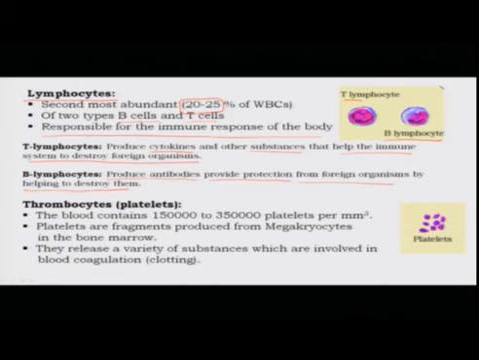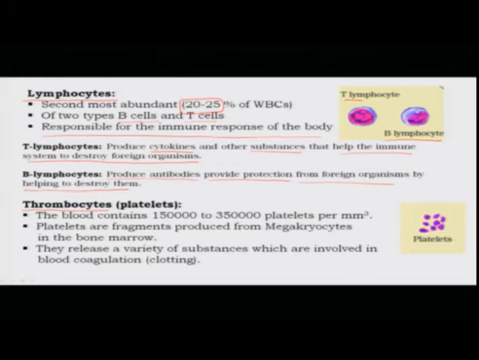Finally, we move on to the last kind of cellular component that is present in blood other than the RBCs and the WBCs, which are the platelets. The platelets are also known as thrombocytes. So, the blood contains about 150,000 to 350,000 platelets per millimeter cube of blood volume.